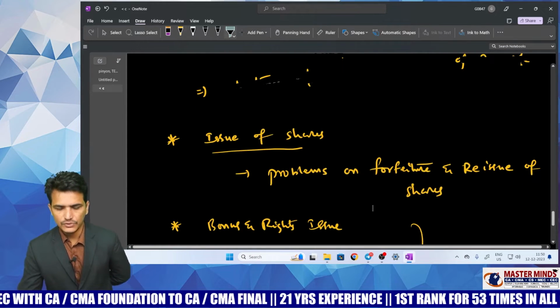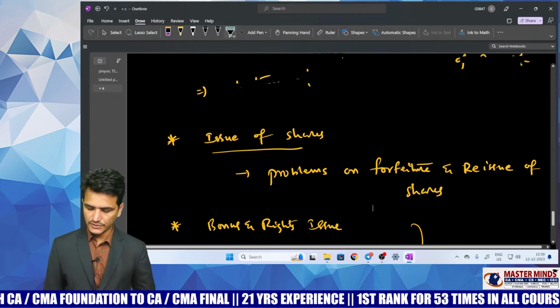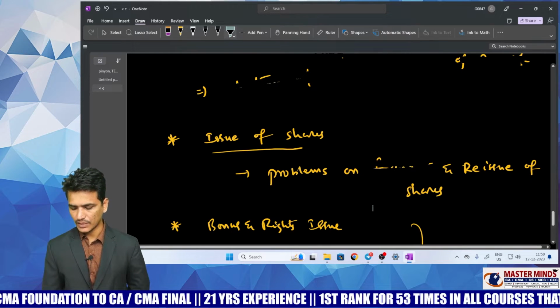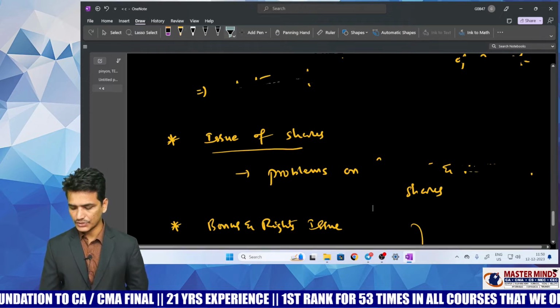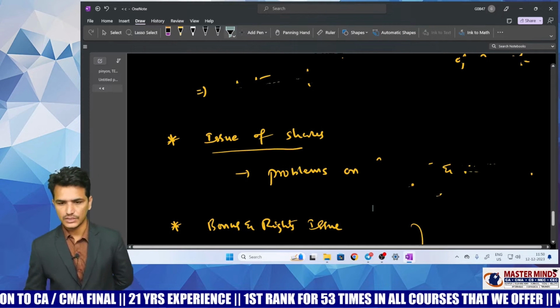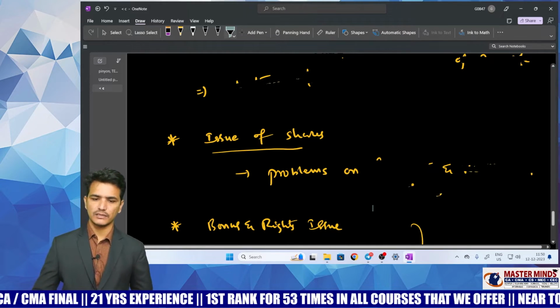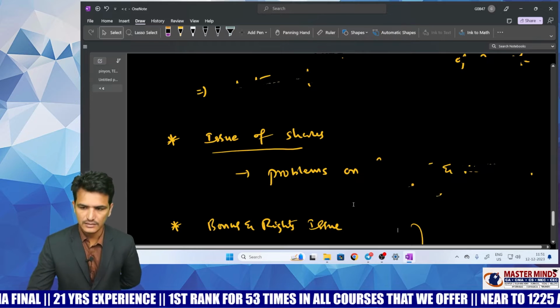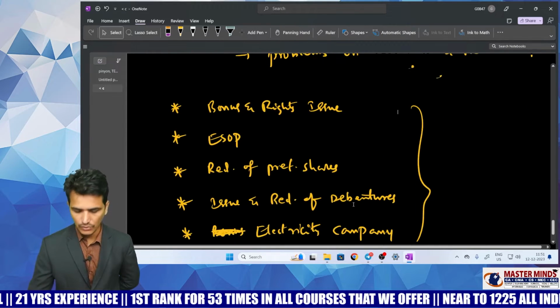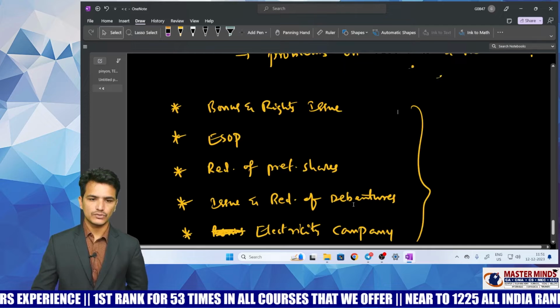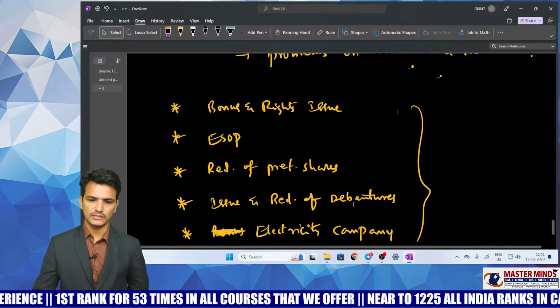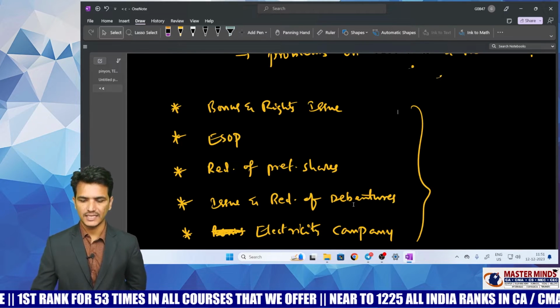Next, coming to issue of shares. In case of issue of shares, just go through the problems covering the concept of forfeiture and reissue of shares. And next, some more chapters we have, like bonus and rights issue, employee stock option plan, redemption of preference shares, issue and redemption of debentures, and electricity companies.